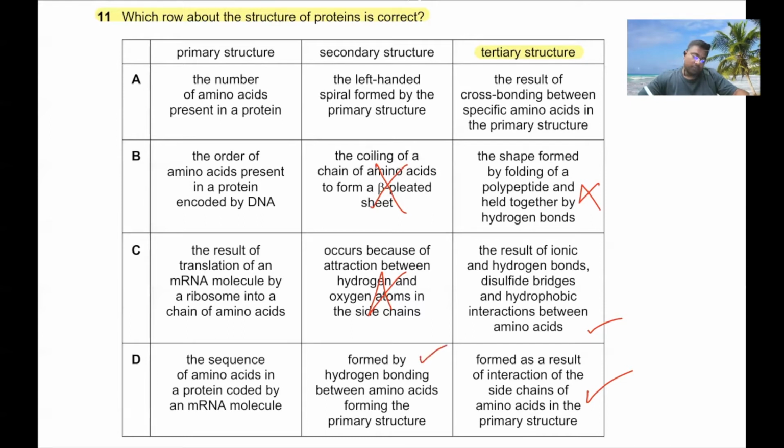Correct. All right. For primary structure, the number of amino acids present in a protein. All right, primary structure is not the number of amino acids. All right, so for D, the sequence of amino acids in the protein coded by mRNA molecule. This is the correct point. So question number 11, D is the correct answer.